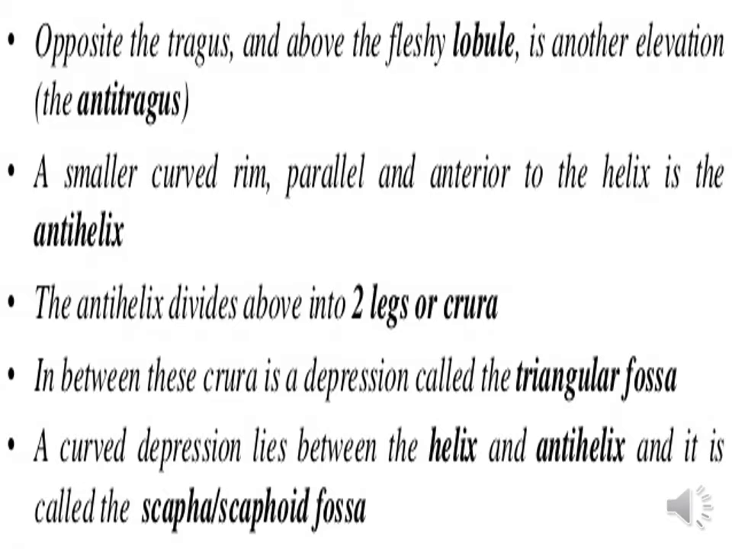Opposite the tragus, above the fleshy lobule, is another elevation called the antitragus, a smaller one. A curved rim parallel and anterior to the helix is the antihelix. The antihelix is divided above into two legs or crura. In between these crura is a depression called the triangular fossa. A curved depression lies between the helix and antihelix and is called the scapha, or scaphoid fossa.